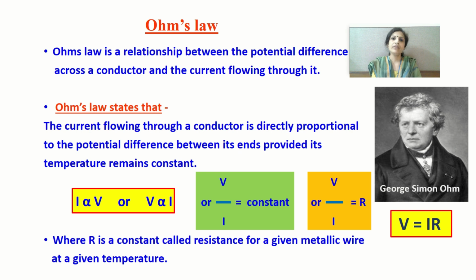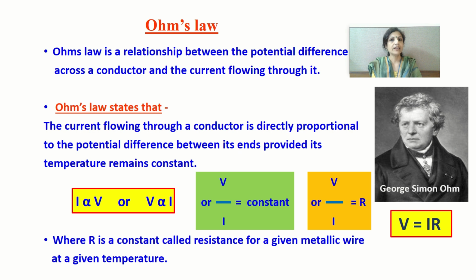Alright, when we say direct proportion, the meaning is that both the quantities are dependent on each other. If you increase one quantity, the other quantity increases. If you decrease one quantity, then the other quantity also decreases. So symbolically, we can write: I is directly proportional to V, or V is directly proportional to I.